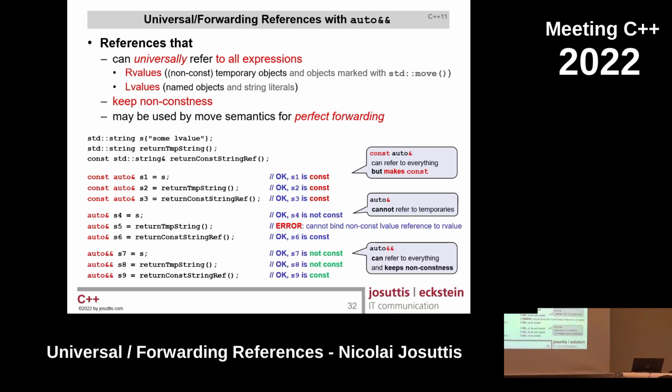And now here's the answer. The answer is auto with two ampersands can bind to everything without making it const. It's a universal reference. But we didn't like that term. Okay.